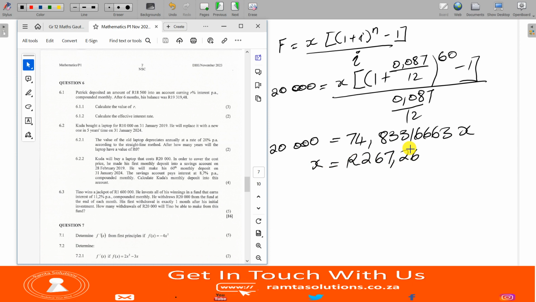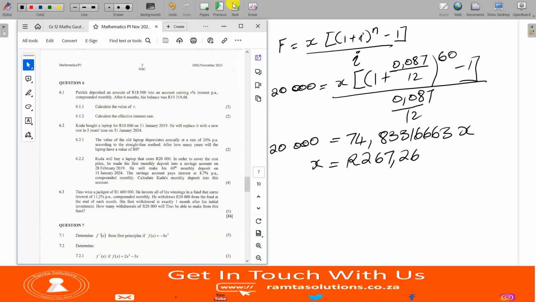a new laptop. Every month, this is what he will be depositing into their account. All right, thank you. Remember, guys, use the smart tabs that are on your calculator to save time. Okay, perfect. Now 6.3, I have to go to the next page.